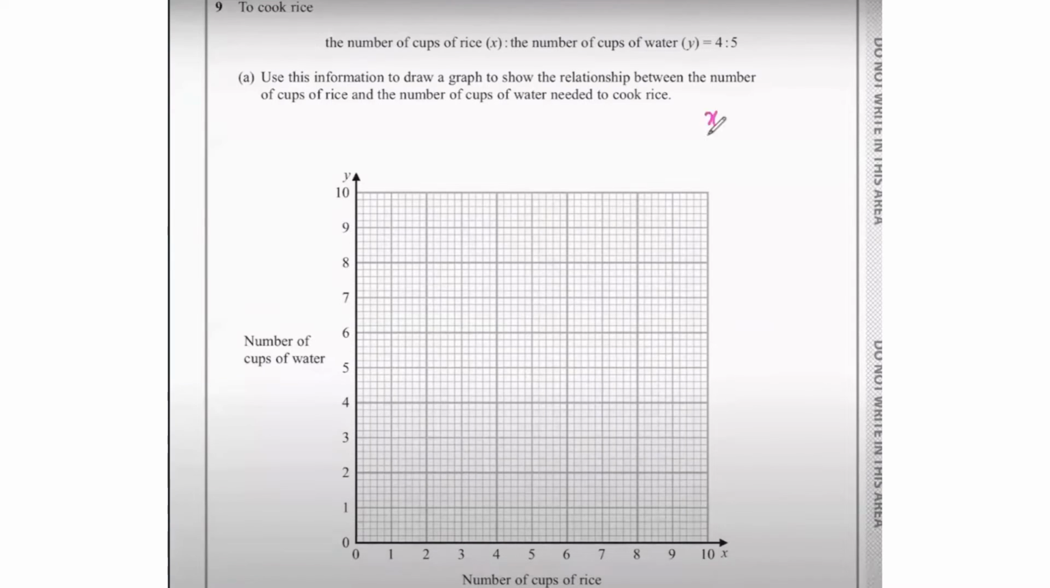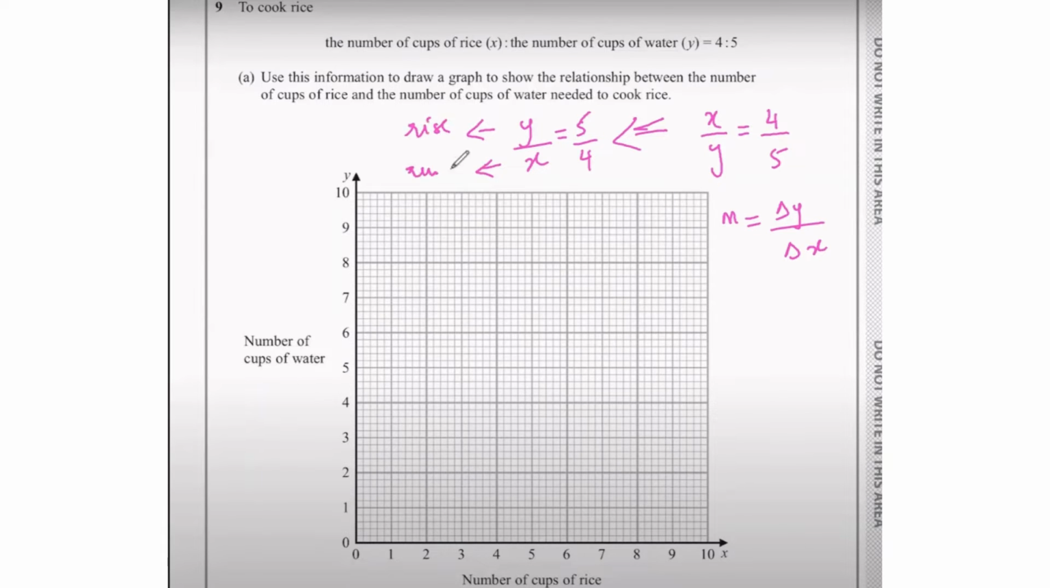So since x over y equals 4 over 5, we need to remember that the gradient is change in y over change in x. So if we swap this equation, y over x will be 5 over 4, which means our rise is 5 and run is 4, which is another way of finding the gradient. So 5 over here and 4 over here.